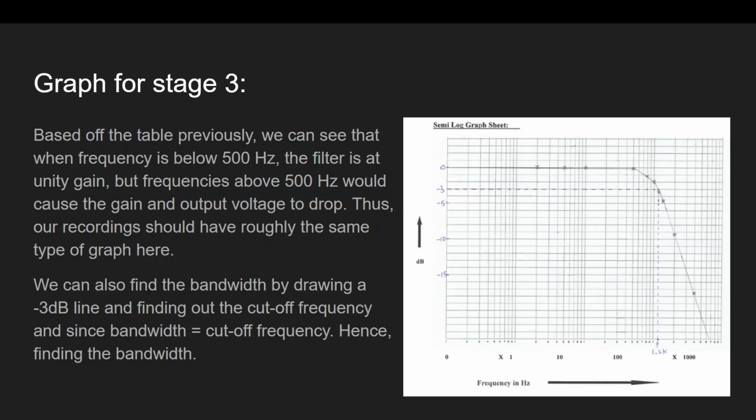Now this is the graph for stage 3. Based off the table previously, we can see that when frequency is below 500 Hz, the filter is at unity gain, but frequencies above 500 will cause the gain and output voltage to drop. Thus, our recordings should have roughly the same type of graph shown here. We can also find the bandwidth by drawing a negative 3 decibel line and finding out the cutoff frequency, and since bandwidth equals the cutoff frequency, hence we can find the bandwidth there.